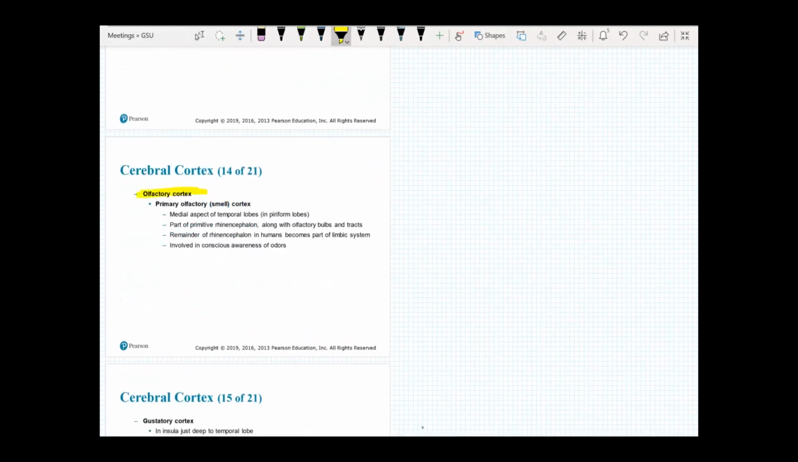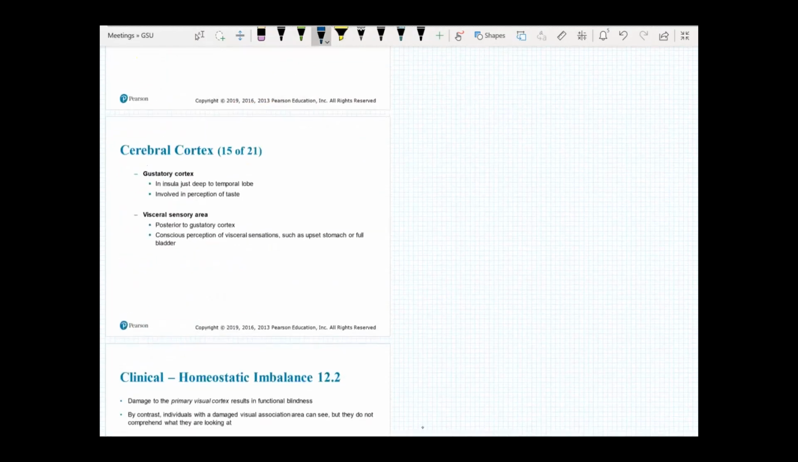Okay, another one you're going to have is your olfactory cortex. And this primary olfactory cortex is going to be smell. And when we're talking about the primary olfactory cortex as smell, it is picking up information from the smell receptors in the nose. So it is going to be on the underside of our brain, right around here. It's our primary olfactory cortex, and it's the conscious awareness of our odors and our smell.